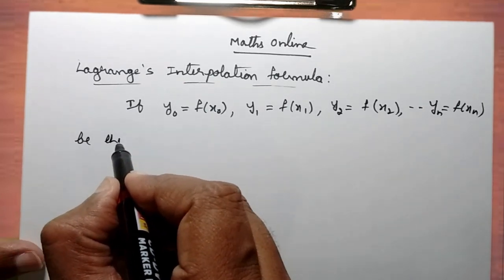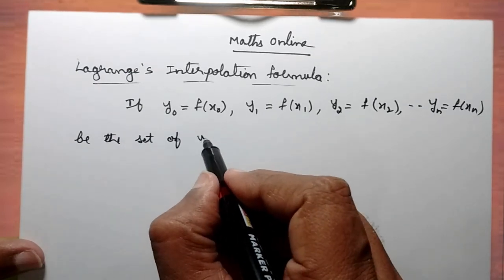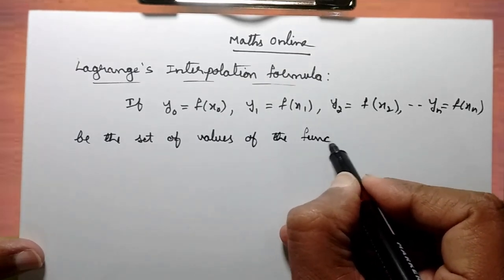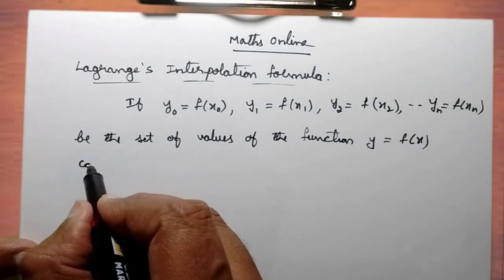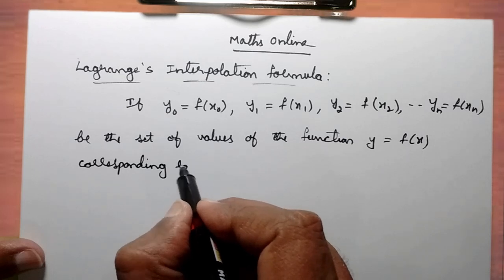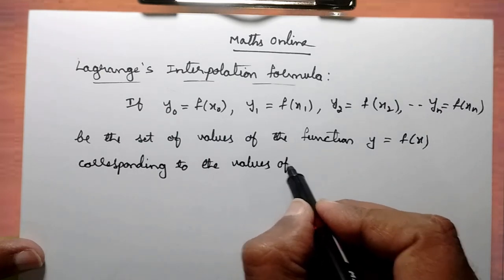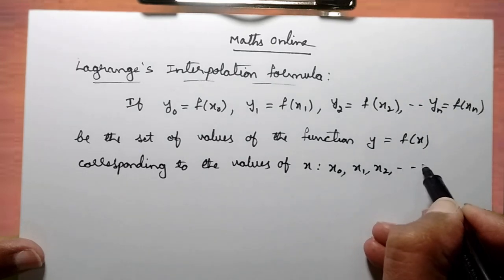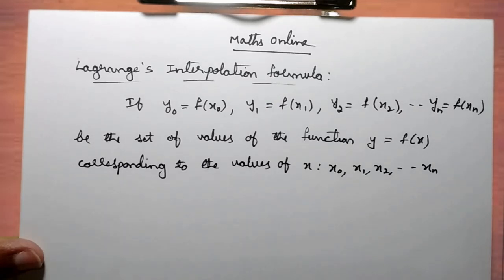This is the set of values of the function y is equal to f of x corresponding to the values of x. What are the values of x? Values of x are x0, x1, x2 and so on, and these values are at unequal intervals.